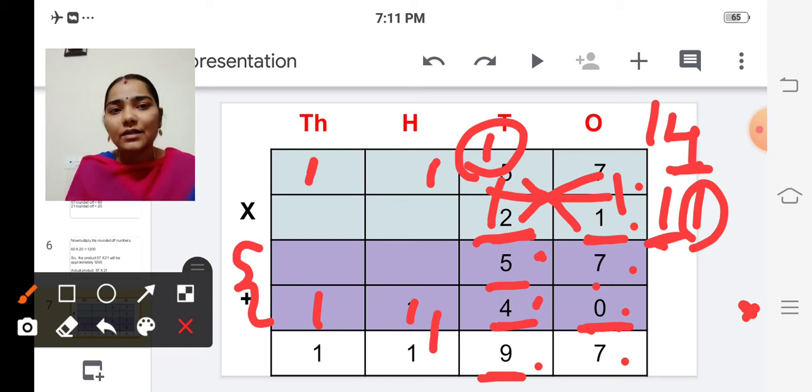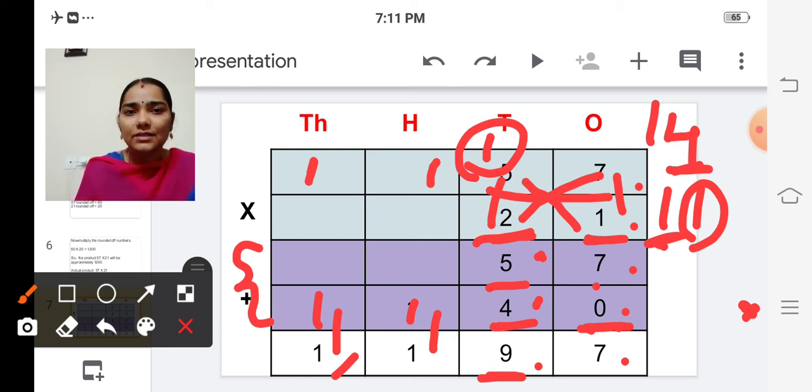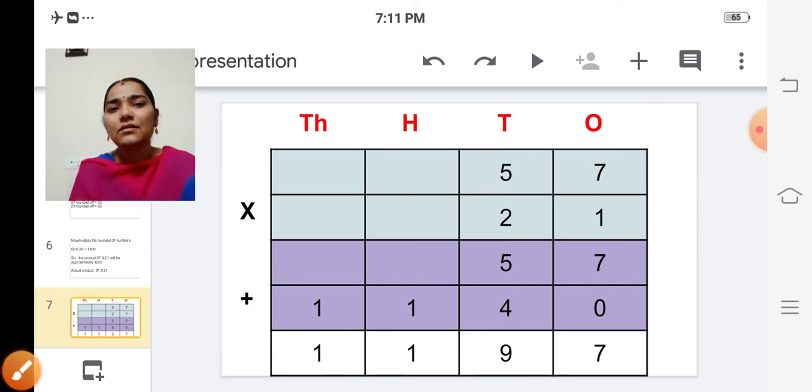Write this 1 here and write this 1 here. So the actual product is 1197. Is it clear, children? Yes. So shall we move on to the next one?